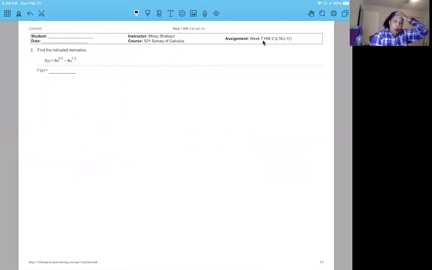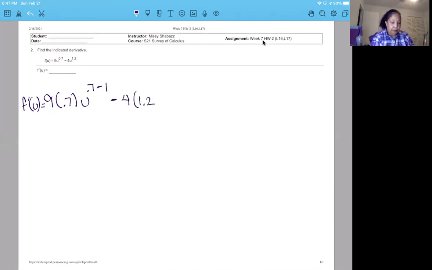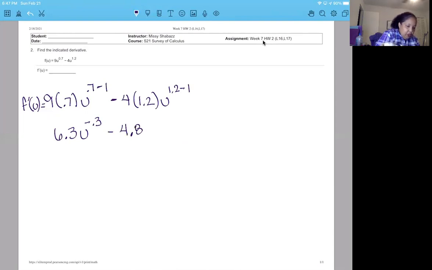All right, so now this is on homework 2, and now we can use the power rule to find derivatives. This one is just asking me to find the derivative. The way that we find derivatives is we bring down the exponent, so 9 times 0.7, and then we subtract 1 from the exponent. We're going to do the same thing for the next term. So I have negative 4 times 1.2 u to the 1.2 minus 1. So I have 9 times 0.7, which is 6.3, u to the negative 0.3, minus 4 times 1.2, which is 4.8, u to the 0.2. That is f prime of u. Power rule.